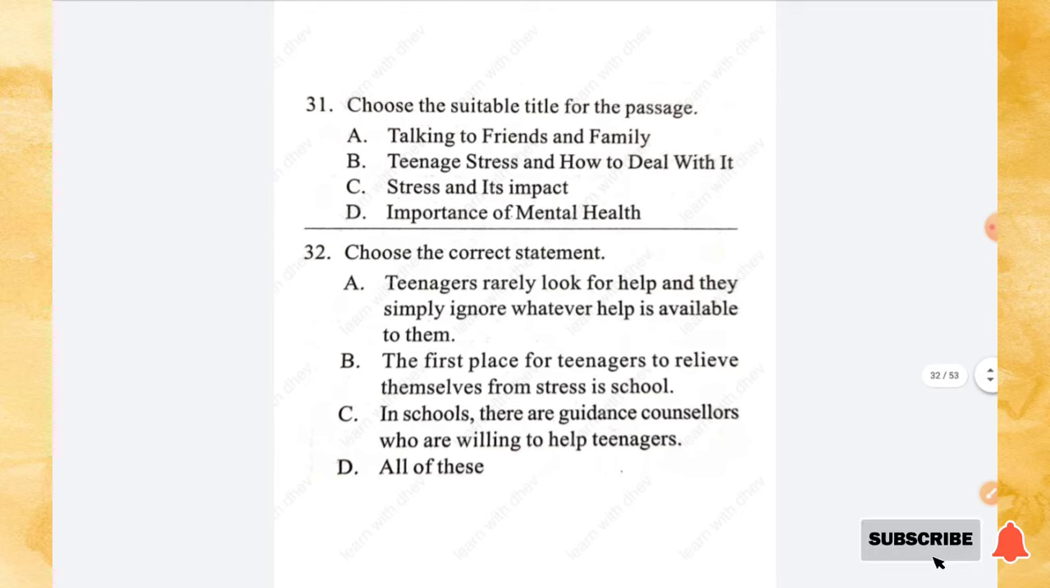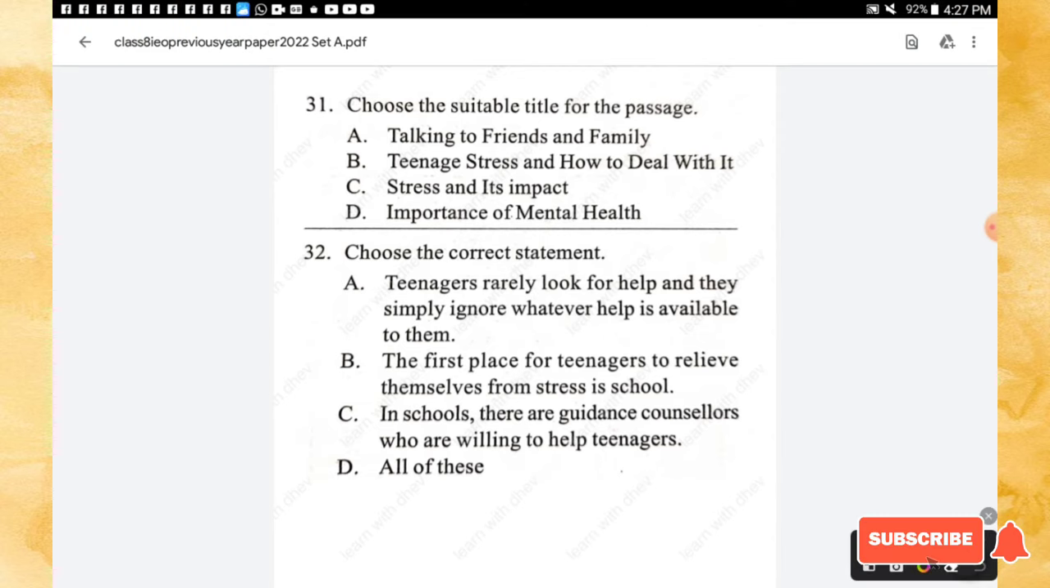Question number 31. Choose a suitable title for the passage. Talking to friends and family, teenage stress and how to deal with it, stress and its impact, importance of mental health. So the right title or suitable title for this passage is option B.